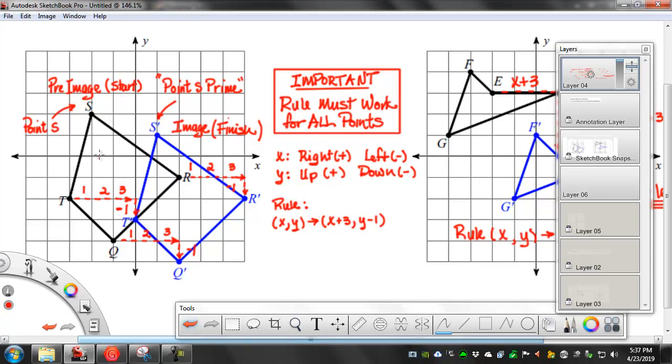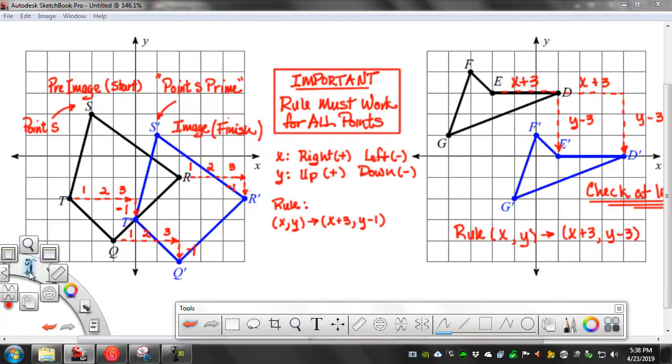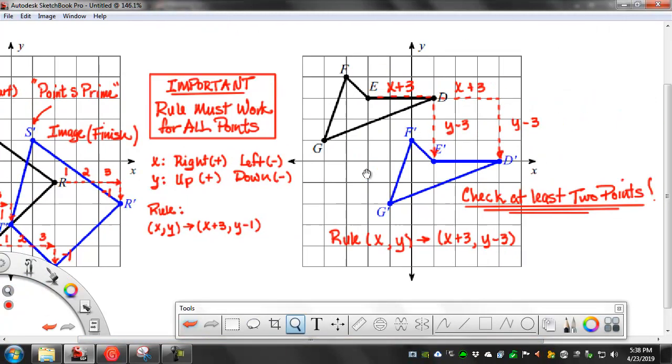Now remember, it's important that all rules must work for all points. So if it works on S, it has to work on T, it has to work on Q, and it has to work on R. We've already counted it for S, 3 to the right, so x plus 3, down 1 would be y minus 1. And if we look at T, it works for T to T prime, Q to Q prime, and then R to R prime. So those rules all work.